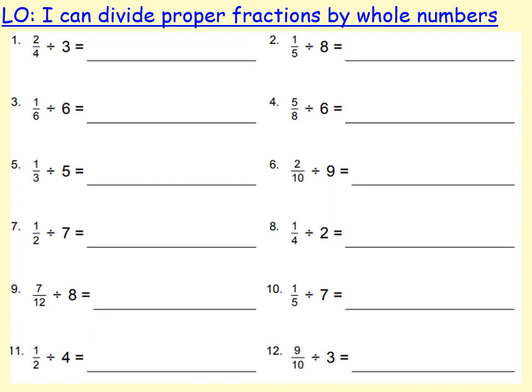Let's go again. Right, so we're going to turn it into a multiplication. So we've got 2/4 and we're going to multiply it by 1/3 because that's what we do with the 3, we turn it into a proper fraction. So 2 1s are 2, 4 3s are 12. We can simplify that. What goes into 2 and into 12? 2 is a common factor of both. 2 goes into 2 once, 2 goes into 12 6 times.